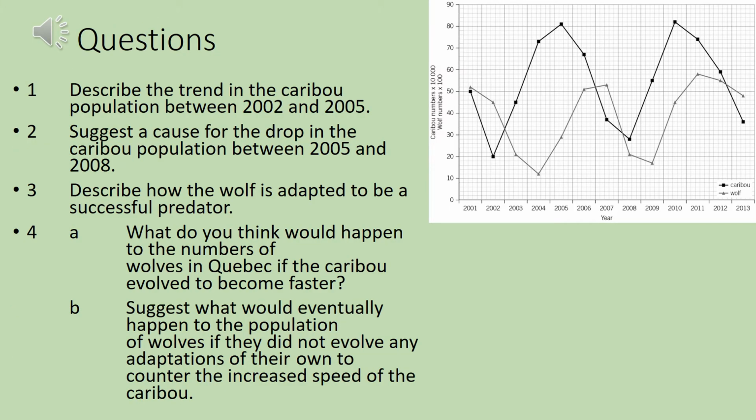So, thinking about the graph I just showed you, describe the trend in the caribou population between 2002 and 2005. Suggest a cause for the drop in the caribou population between 2005 and 2008. Remember, it might not be just predator-prey relationship, it could be other factors. Describe how the wolf is adapted to be successful as a predator. What do you think would happen to the numbers of wolves in Quebec if the caribou evolved to become faster? And suggest what would eventually happen to the population of wolves if they did not evolve any adaptations of their own to counter the increased speed of the caribou. You're definitely going to need to pause this now and have a think. So pause the video and see if you can answer the questions.